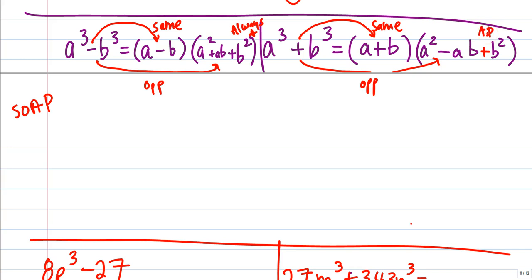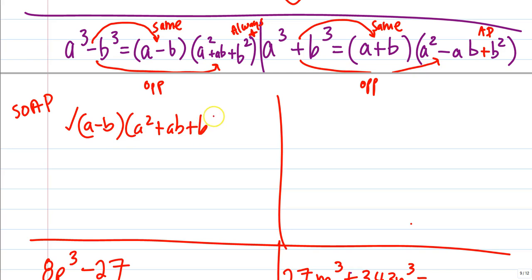So SOAP questions. So the question is, do these actually work? I don't know, like you just put it on a paper and we do it, we assume it's true. We could check it. Does a minus b times a squared plus ab plus b squared turn back into a cubed minus b cubed? So let's see. A times a.